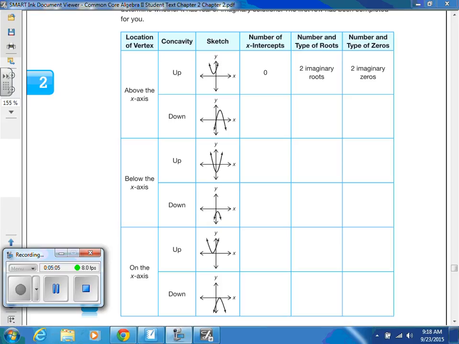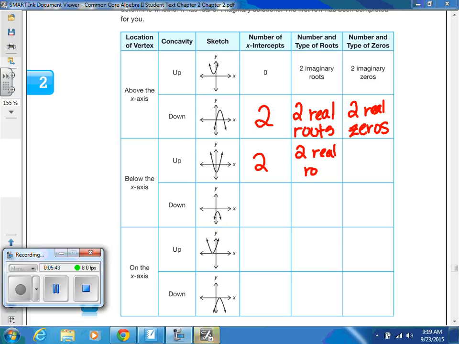What if it's above the x-axis and it opens down? How many x-intercepts does it have? 2. Okay. Are they real or imaginary? 2 real, and 2 real zeros. Okay? If it's below the x-axis and it opens up, how many x-intercepts does it have? 2. Means it has 2 real roots, 2 real zeros, right?